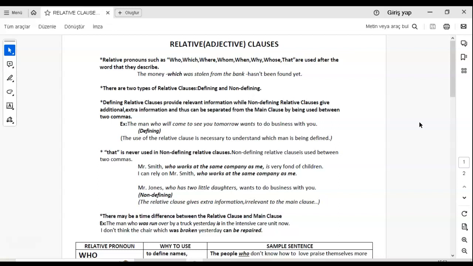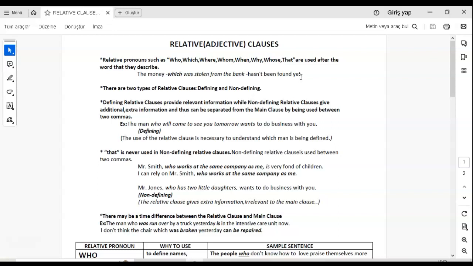And so what are the relative pronouns we have? As you see: who, which, where, whom, when, why, whose, and that. We call them the relative pronouns, and they are used after the word that they describe. For example, I'm going to show you the chart in a few minutes' time, but let's see an example of it. The money hasn't been found yet. If you just omit the which sentence, which was stolen from the bank, that means you have a main clause, and so the money hasn't been found yet.